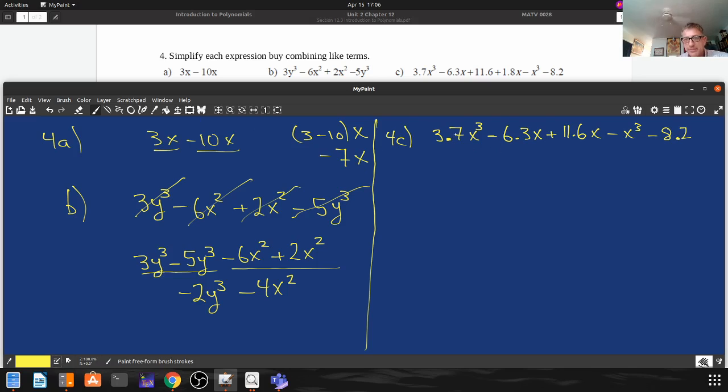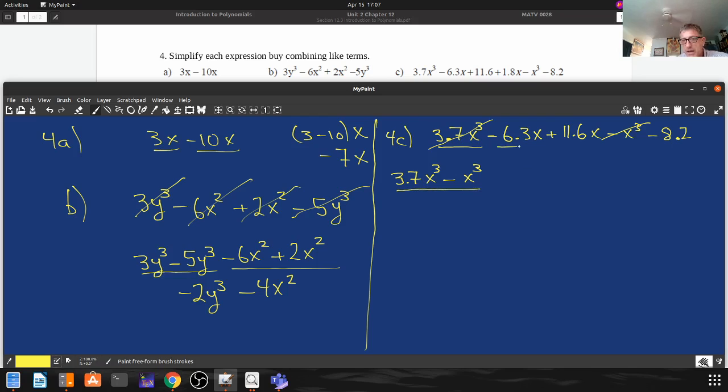So again, let's start down here with the combining process. I'm going to start with my first term, which is 3.7x cubed. So 3.7 is my coefficient. Now I've copied it down there. Is there any other x cubed terms? Yeah, there's a minus x cubed. And that's it. So these are like terms. You don't have to put the underline there. I'm just doing it right now to help.